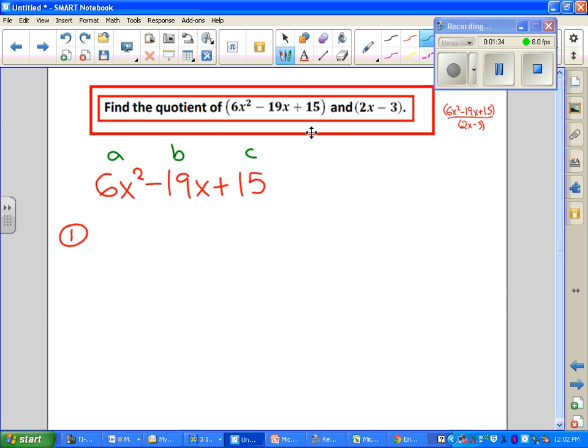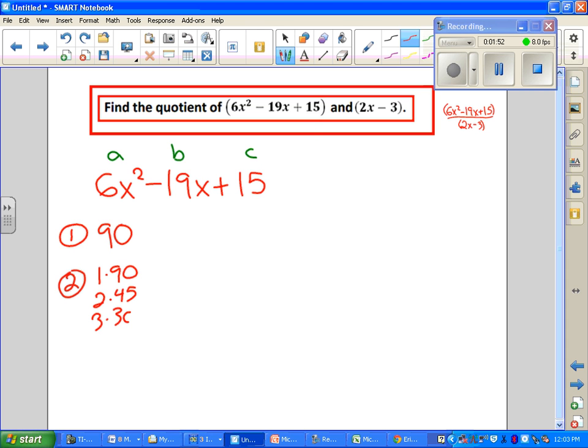Step number 1, you're multiplying A and C like we've done 1,000 times. 6 times 15 is 90. Step number 2, you write down the factors of 90, and there are lots of them. The better you are at multiplication, the easier this will be.